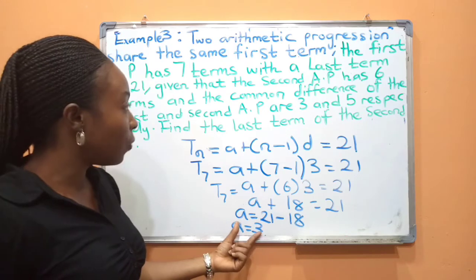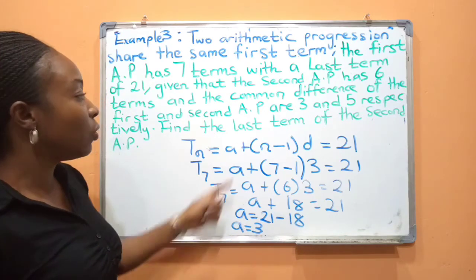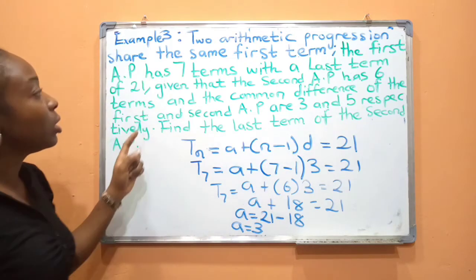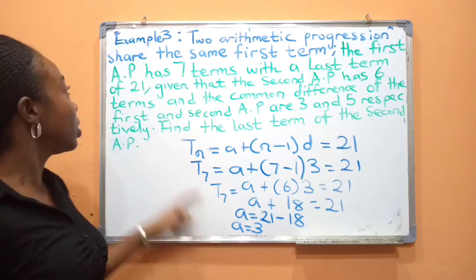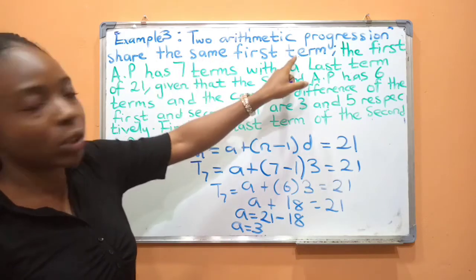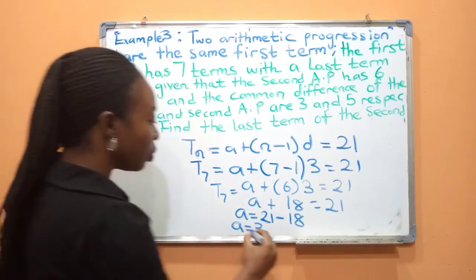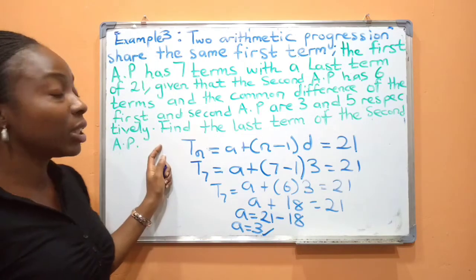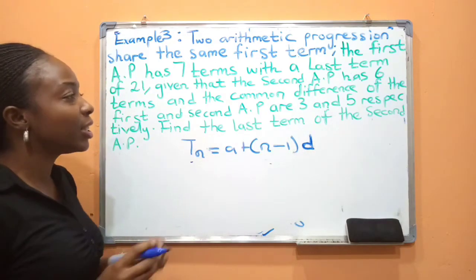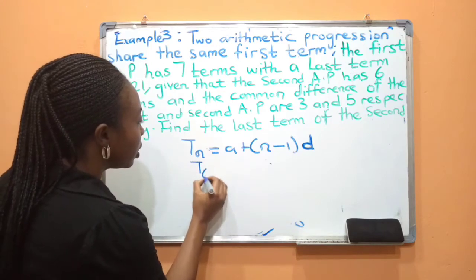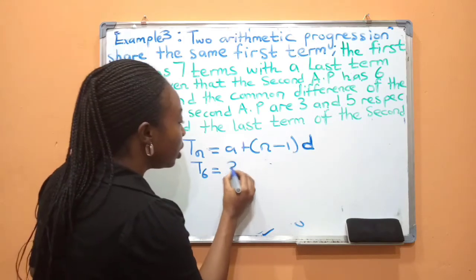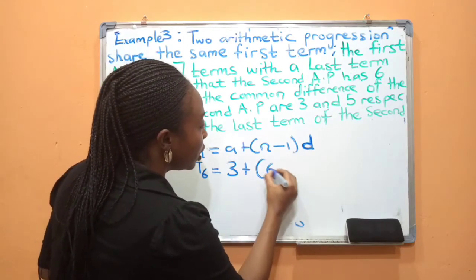So now that we've gotten the first term, it becomes easy to find the last term of the second AP. Why? They told us that the APs have the same first term. So the two arithmetic progressions have the same first term, okay? So let's go ahead and input this to find the last term of the second AP. For the second AP, we are given that it has 6 terms, okay? So this is going to be T6 equals A.